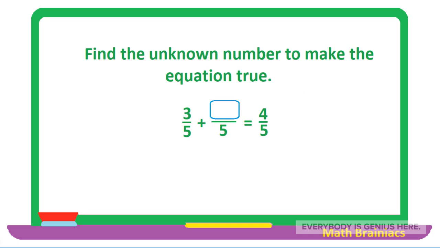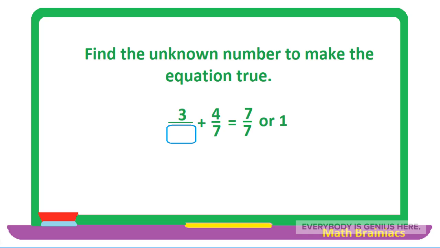Let us work on another example so that you can perfectly understand the lesson. Find the unknown number to make the equation true. 3/5 plus box/5 is equal to 4/5. The denominators are all the same, so we're just going to look for a number that will add up to 3 and the result will be 4. Accordingly, 3 plus 1 is equal to 4. Therefore, the unknown number is 1.